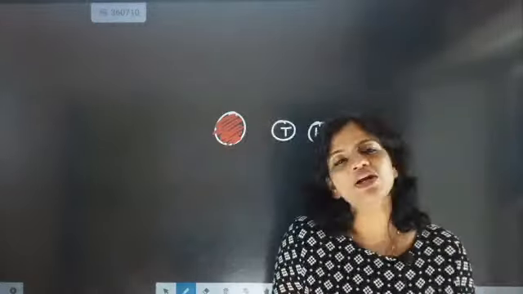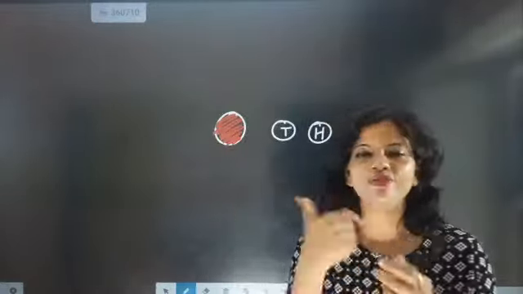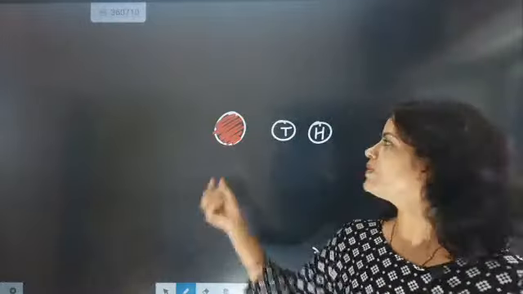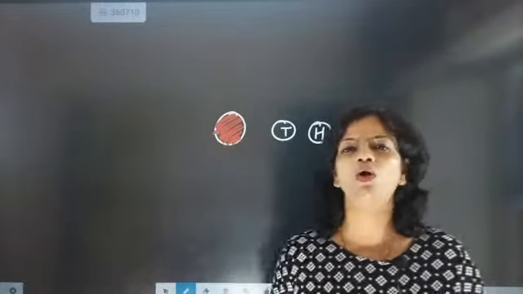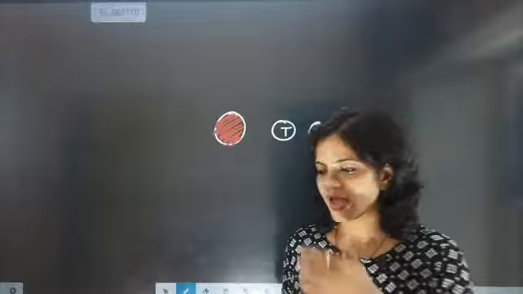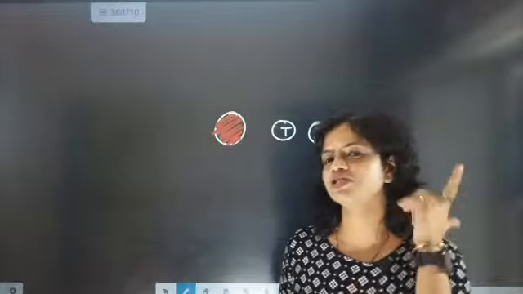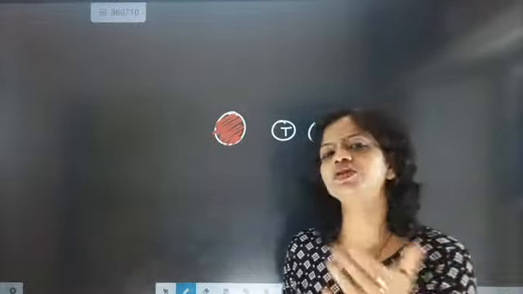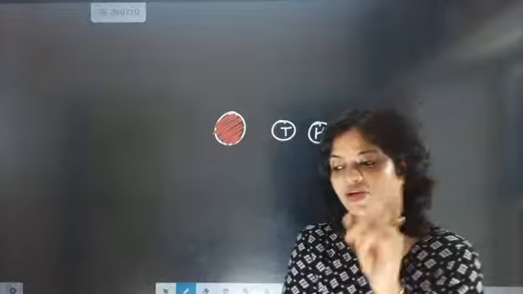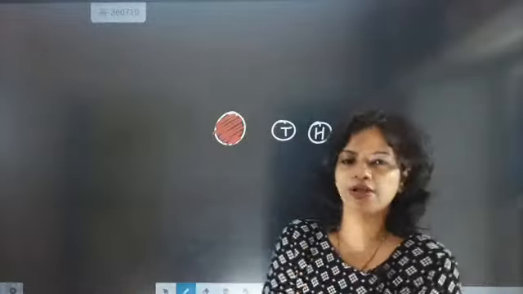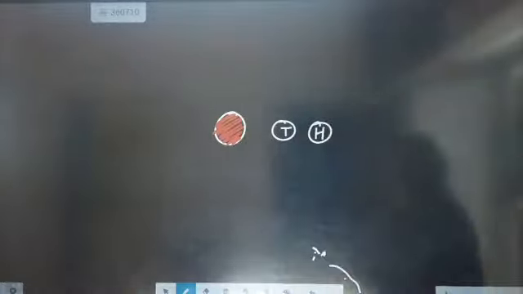So every time what I am doing is, just listen to me, I am throwing the ball and tossing the coin. So what will be the total sample space? I am having a red ball and I am having a coin. Every time, first I am throwing the ball and then I am tossing the coin. So what will be the total sample space? What will be the sample space of it?